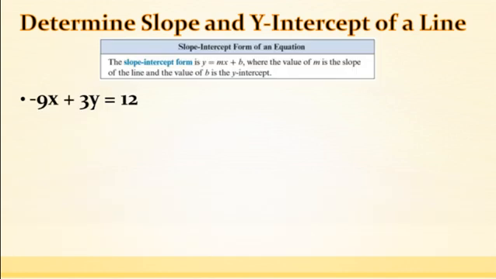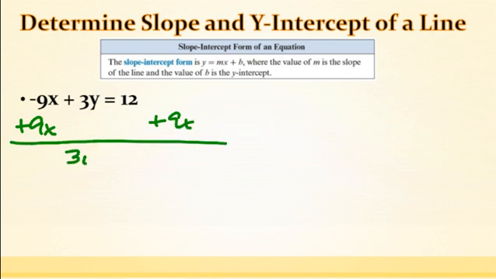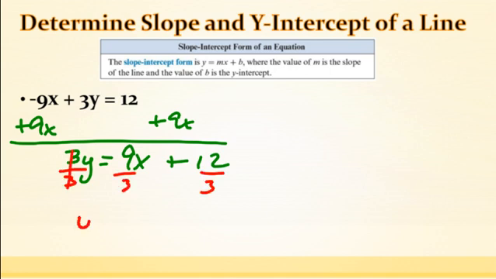And the last one here, -9x plus 3y equals 12. We need to put that in the slope-intercept form. So I'm going to add 9x to both sides. So now I have 3y equals 9x plus 12. So you notice I put the x term first. Then I divide by 3 on both sides. So y equals 3x plus 4.